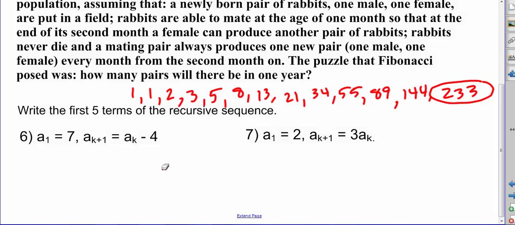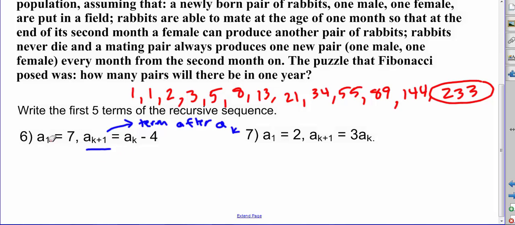All right, write the first 5 terms of a recursive sequence. Folks, here's the deal. What you need to know is when you see this a sub k plus 1, that's the key to all of this. That means the term after a sub k. So if a sub 7 is the term you know, you can use a sub 7 to find a sub 8, and then you'd use a sub 8 to find a sub 9. In other words, you're just using the term before it to find the one that follows.